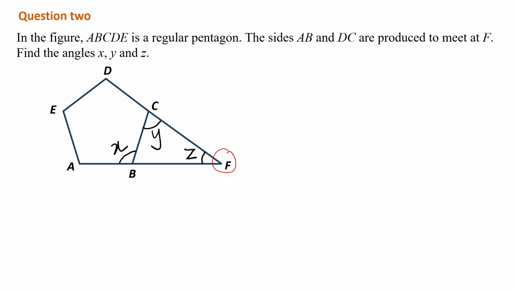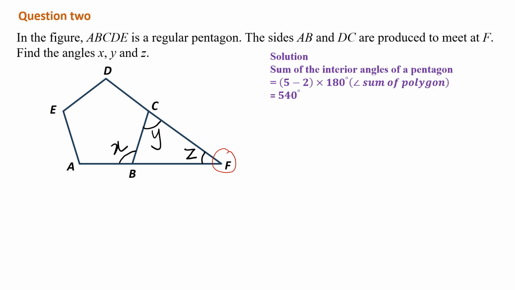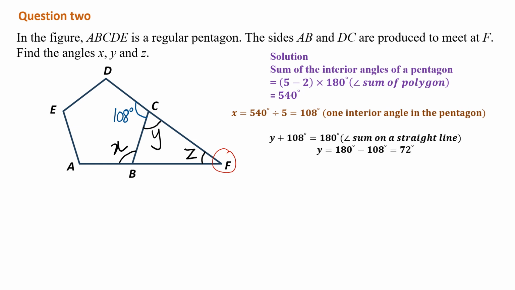Finding x is easy. It's a regular pentagon, so we just use the formula to find the sum of interior angles and then divide by 5 to give you one interior angle. And to find y is easy also. Basically, it's the sum of angles on a straight line, and so y will be just 72 degrees.